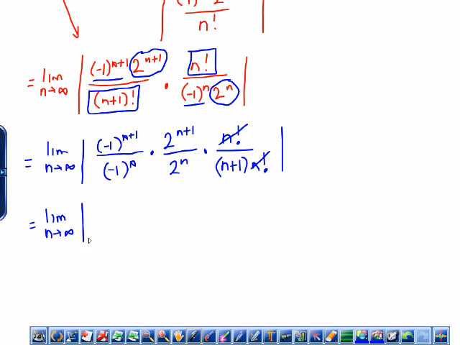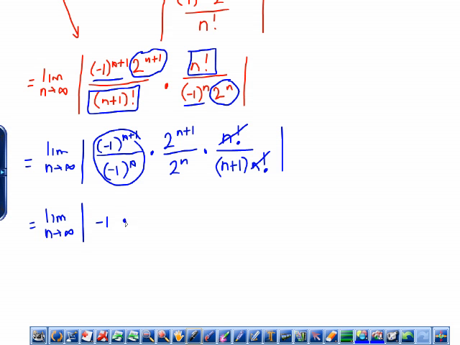Okay, I already explained it once, I'm going to explain it again. So negative 1 to the n plus 1 divided by negative 1 to the n. This could be like negative 1 to the 11th divided by negative 1 to the 10th. No matter what, this right here will simplify to negative 1.